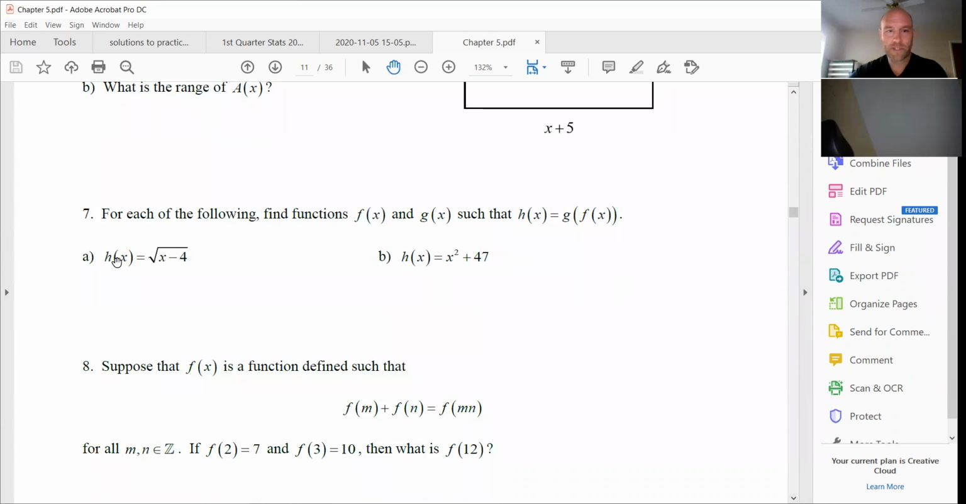Okay. Always fun here. Build your own composition of functions. There are innumerable correct answers for things like this. Go with something simple is my advice. So my first function, I'm going to make x minus 4. And my second function, I'm going to make the square root of that. So I take the square root of this, x minus 4.